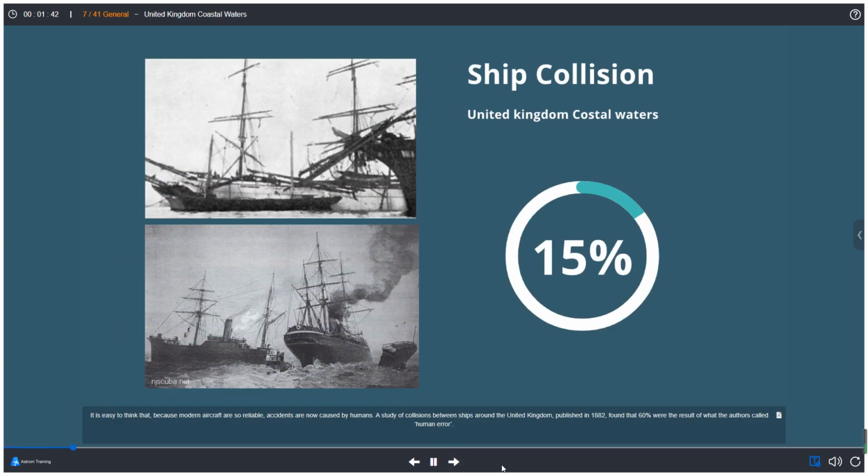It is easy to think that, because modern aircraft are so reliable, accidents are now caused by humans. A study of collisions between ships around the United Kingdom, published in 1882, found that 60% were the result of what the authors called human error.